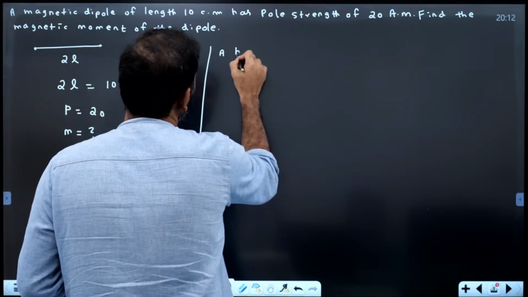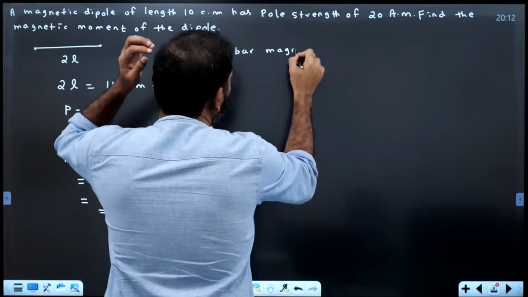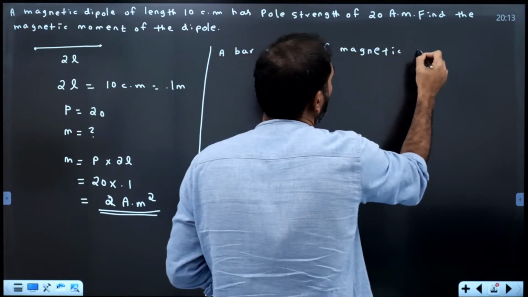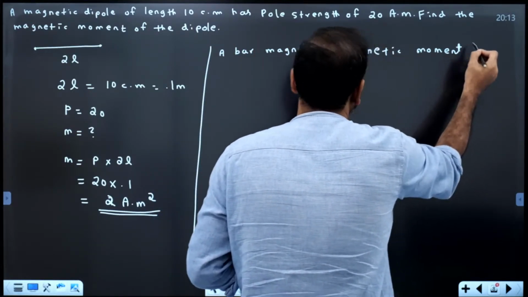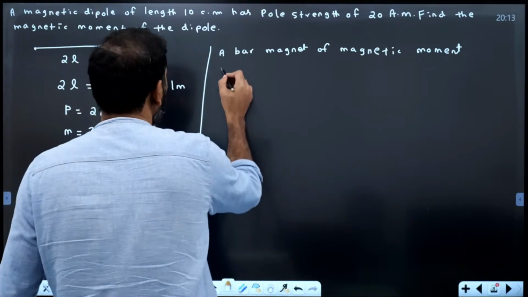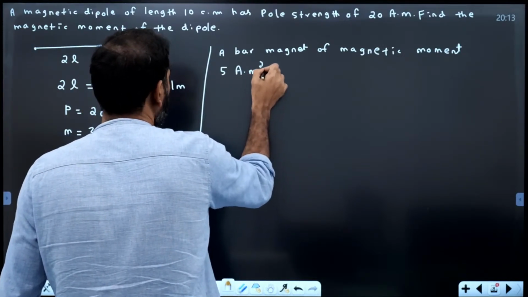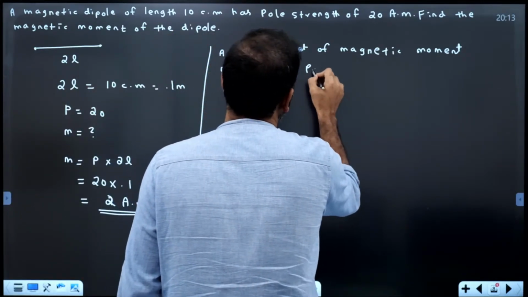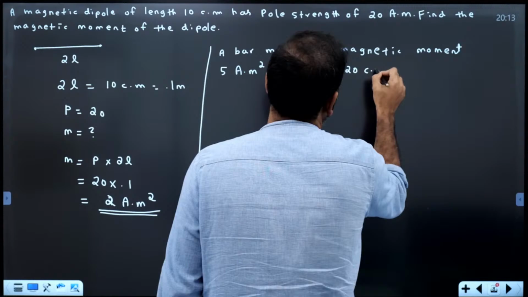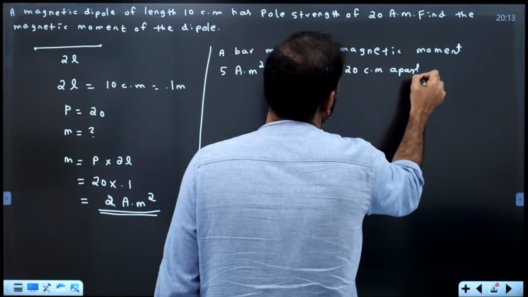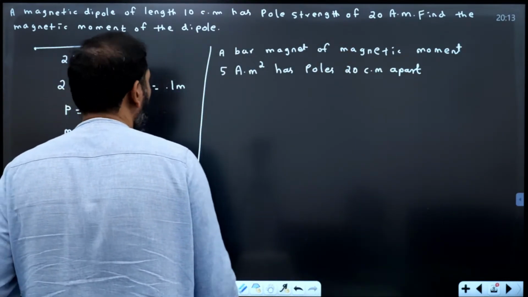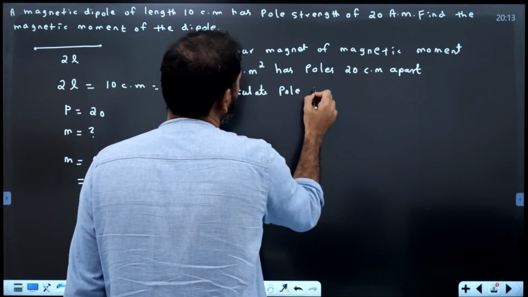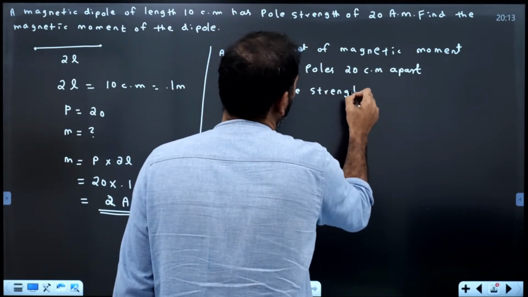A bar magnet of magnetic moment 5 ampere meter square has poles 20 centimeter apart. Calculate the pole strength.